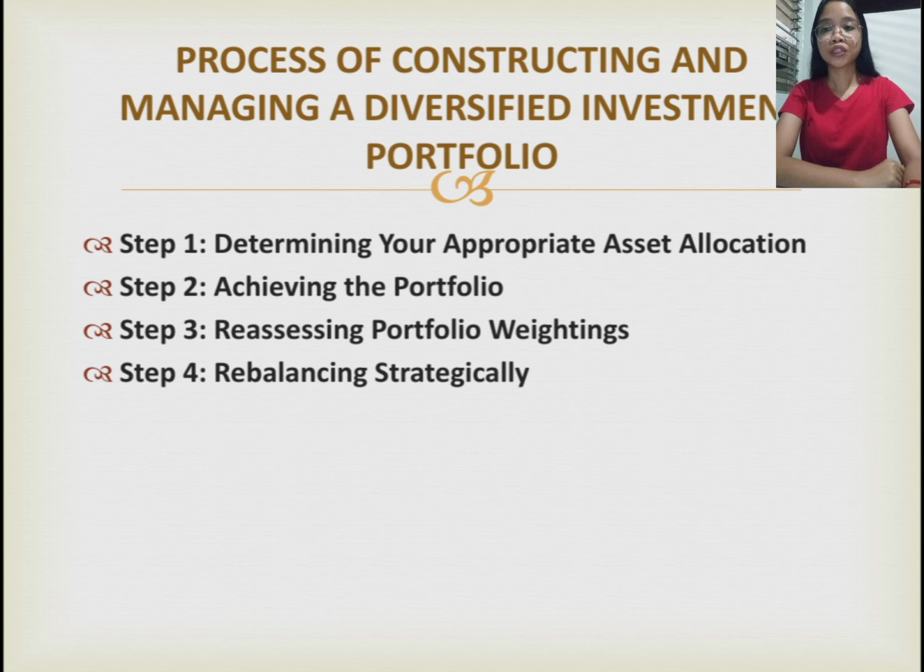Step 2 is achieving the portfolio. Once you determine the right asset allocation, you need to divide your capital between the appropriate asset classes. On a basic level, this is not difficult. Equities are equities and bonds are bonds.